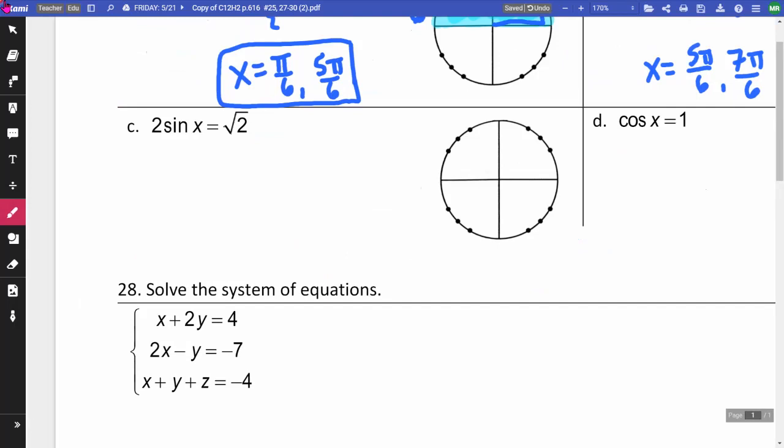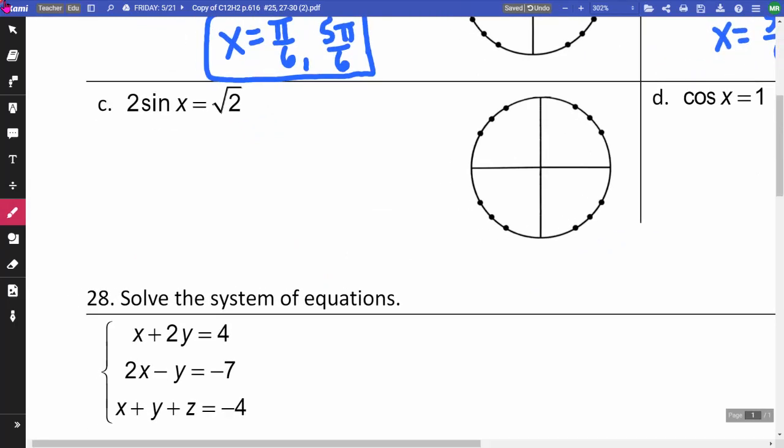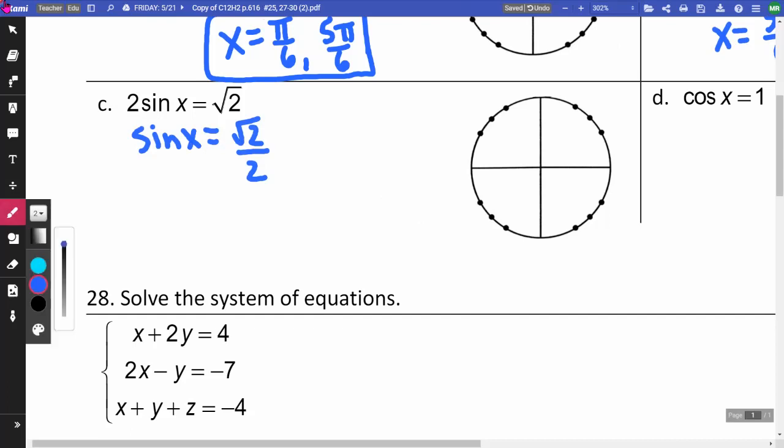Okay, on letter C. Okay, we're going to divide both sides by 2. So I'm going to get sine x is equal to root 2 over 2. This is a positive sine. So positive sine means I am going to be, because that's your y, in these 2 top quadrants, quadrant 1 and 2.